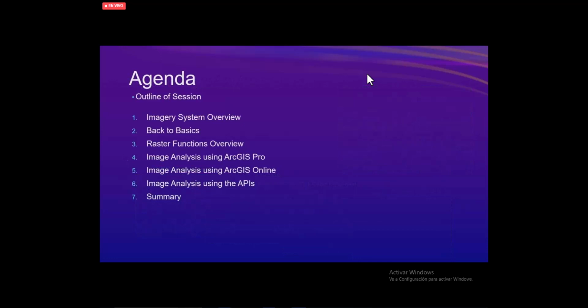So I just wanted to set that stage up front with some examples of what you can do. And this is just a rough agenda of what we'll cover. The first is this imagery system overview that I will be talking about. And then Cody will be talking about back to basics, raster 101, and also the raster functions and the analysis piece. And then I will pick up again and talk about Python and the APIs to close this out.